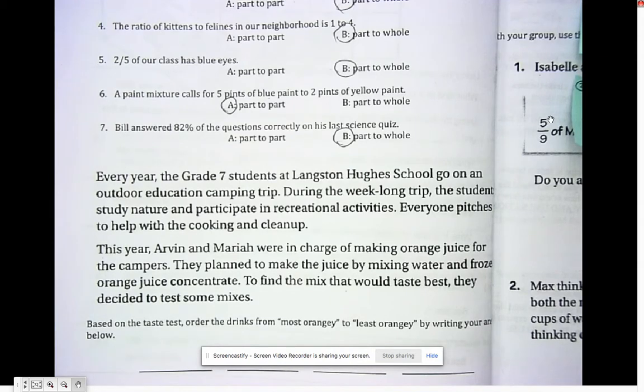This year, Arvin and Mariah were in charge of making orange juice for the campers. They plan to make the juice by mixing water and frozen orange juice concentrate. To find the mix that would taste the best, they decided to test some mixes.